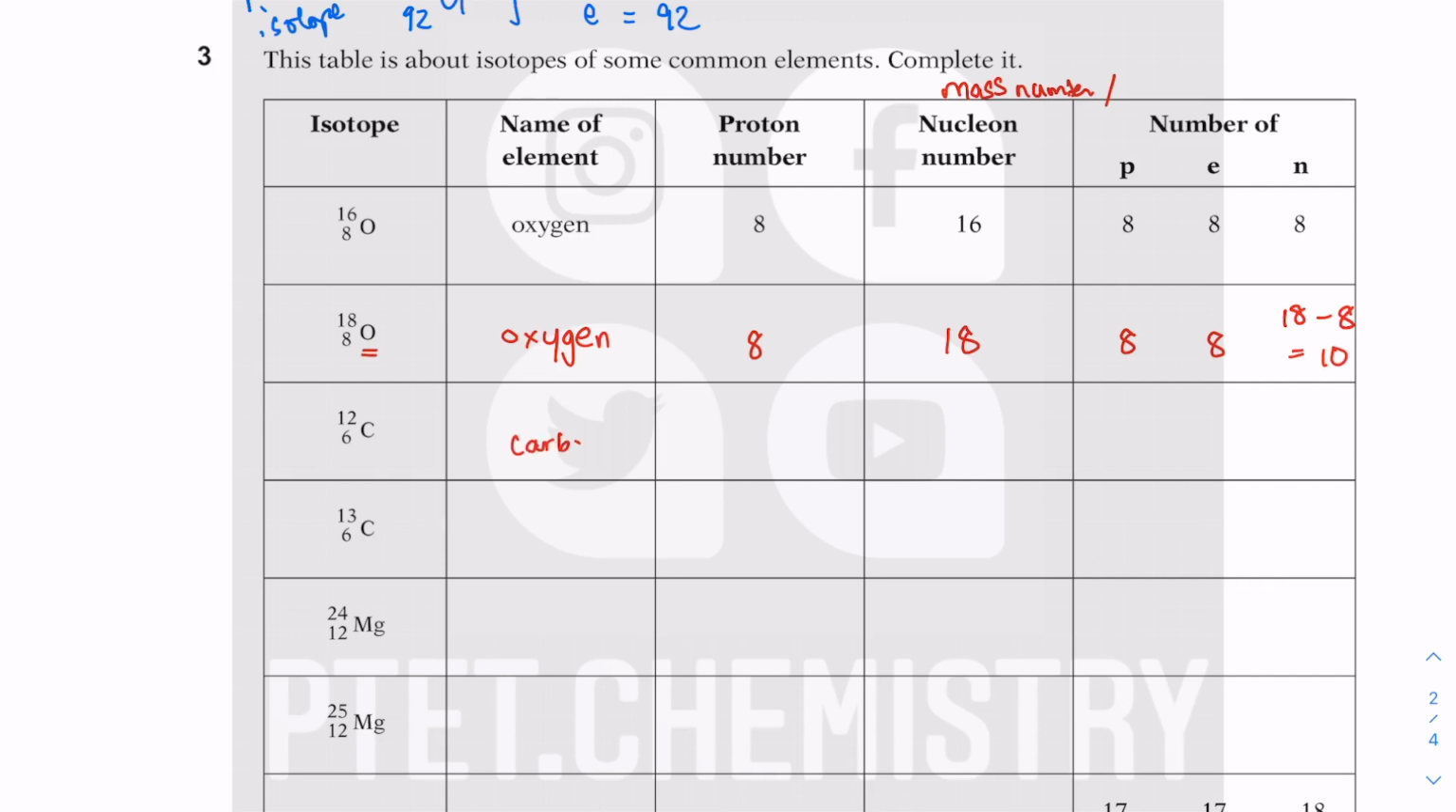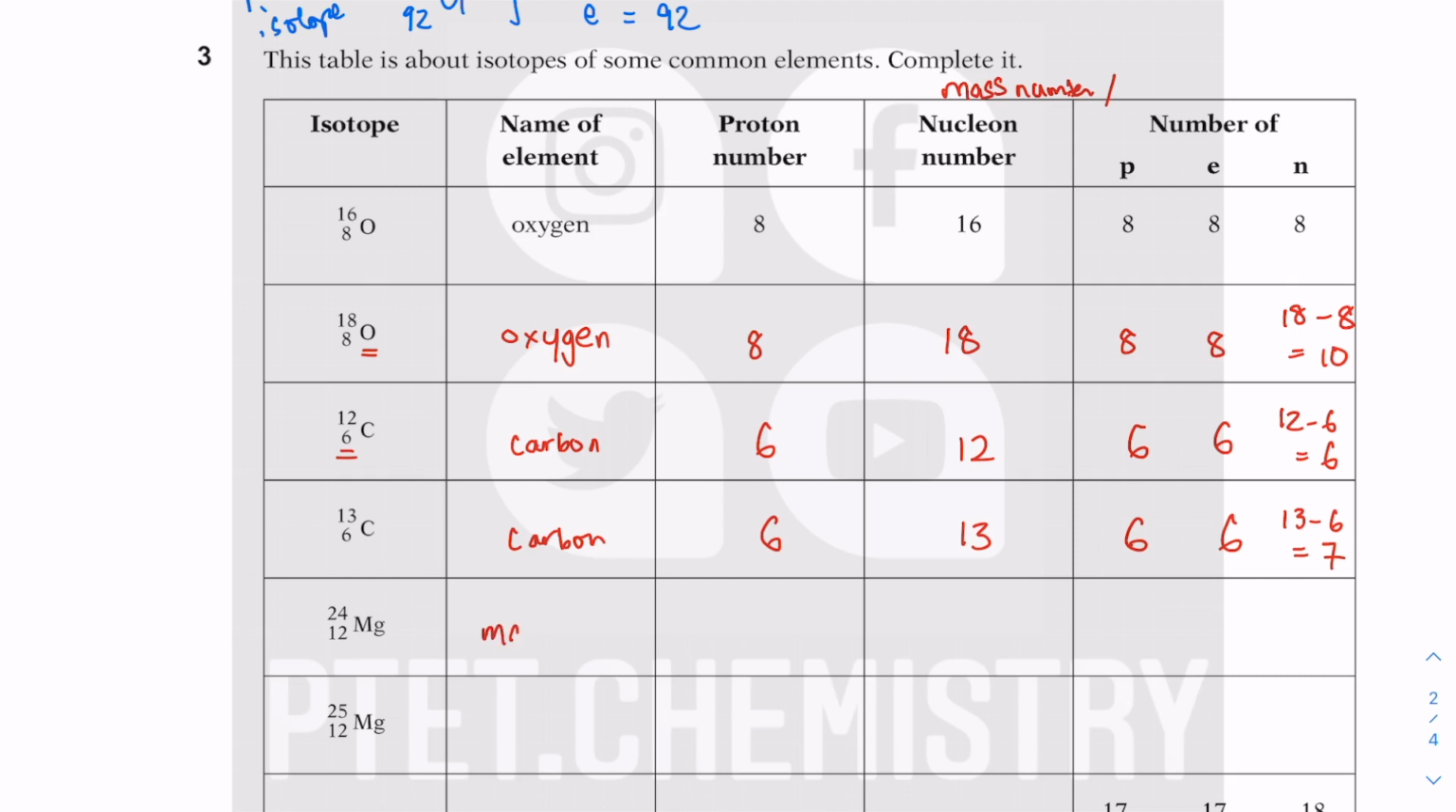So this is carbon. The proton number is 6. That's the identity of the element. The nucleon number is the number on top, so there's carbon 12. Proton number is 6. The electron is going to be 6, because we are talking about an atom, not an ion. And this is going to be 12 minus 6 is 6. Okay, so very quickly now, carbon 13: 6 protons, 6 electrons because it's an atom. But the number of neutrons is different, because these are isotopes, atoms of the same element with the same number of protons but different number of neutrons.